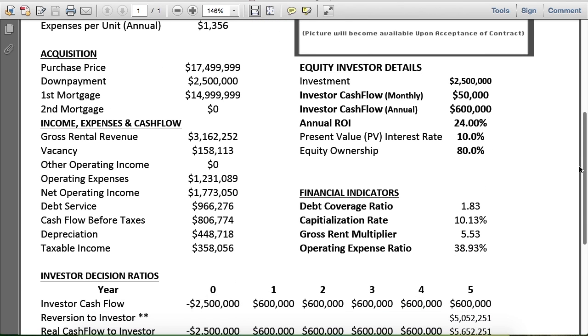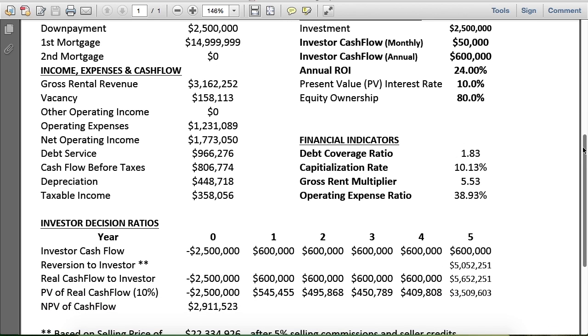Now here is some of the just basic details. So this is an equity investor, so $2.5 million. We are basically guaranteeing $50,000 a month cash flow for an annual amount of cash flow of $600,000. So that gives an annual return on investment of 24%. This present value interest rate that's used below, that was in video number 2. And on this particular deal, we're giving 80% equity for that $2.5 million.